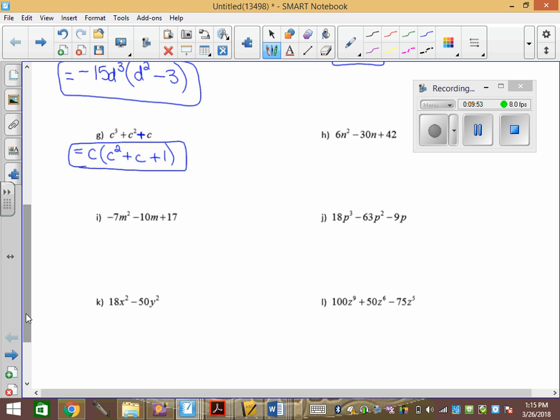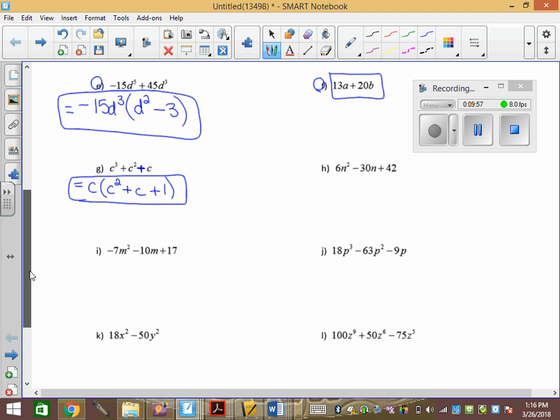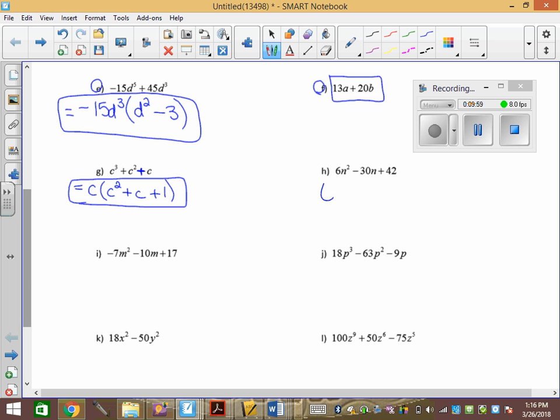Okay, H, what could we do? Take out a 6. And we're left with n squared minus 5n plus 7, which does not factor. Nothing multiplies to give you 7 and adds to give you negative 5. So you're done.